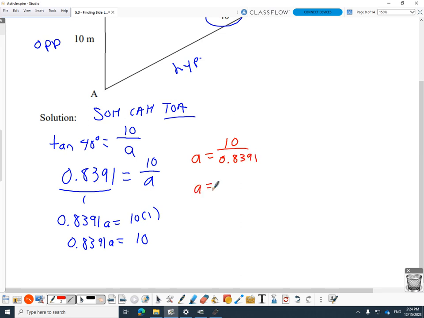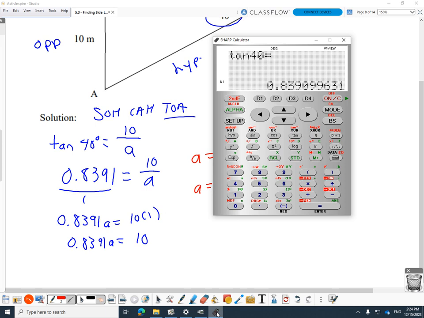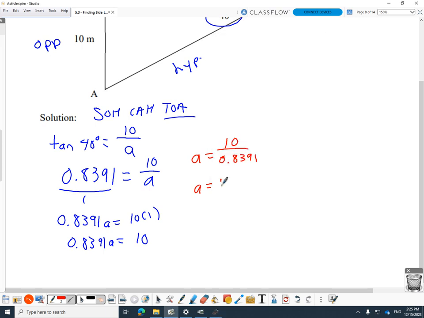10 divided by 0.8391. I don't know what it is. 10 divided by, I'm going to use my answer button because I'm so clever, 11.9. Wagon wheels? Meters. Does that one say find the other side too? Yeah. This time I'm going to go back to using SOHCAHTOA. You could use Pythagorean theorem. I just want to show both ways.